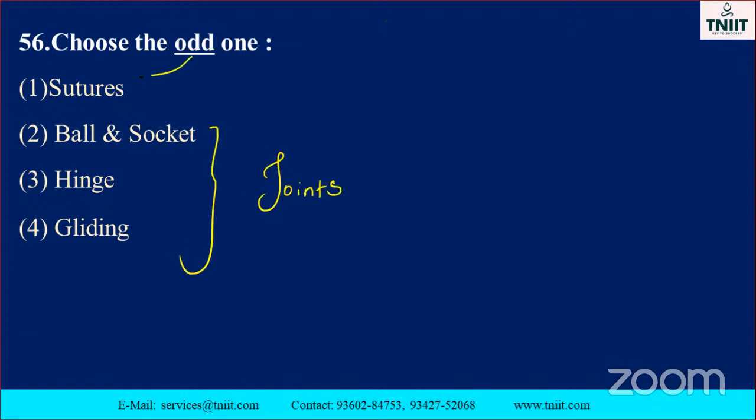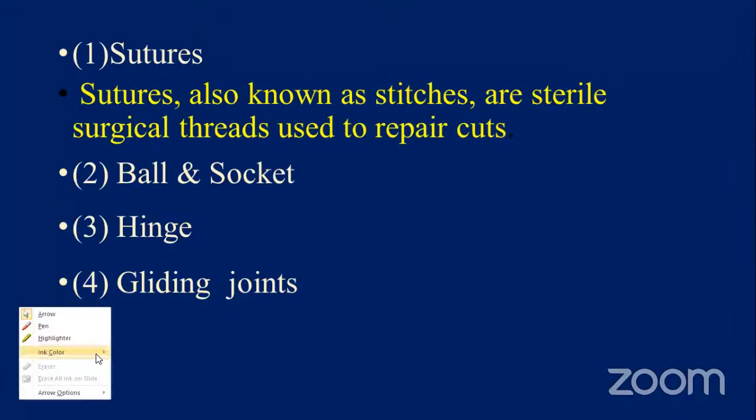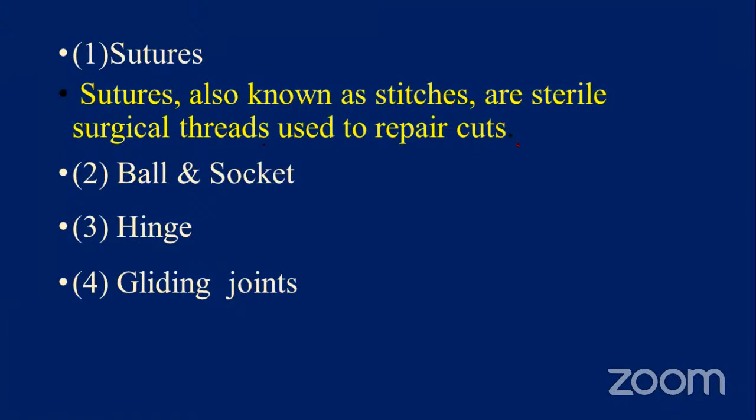So automatically, the odd one is sutures. See the structure. Sutures, also known as stitches, or sterile surgical thread used to repair cuts. This is called stitches. My dear, don't forget: ball and socket, hinge and gliding are all joints. So the odd one is sutures, and A is the correct option.